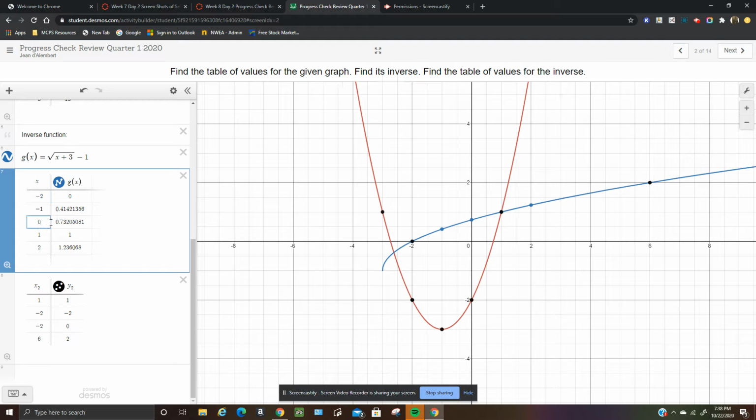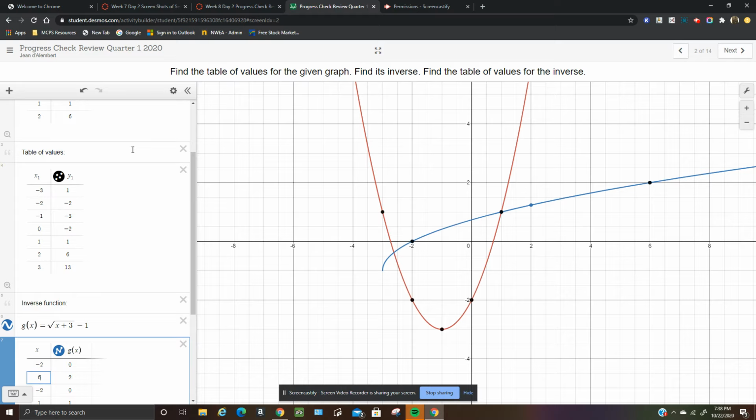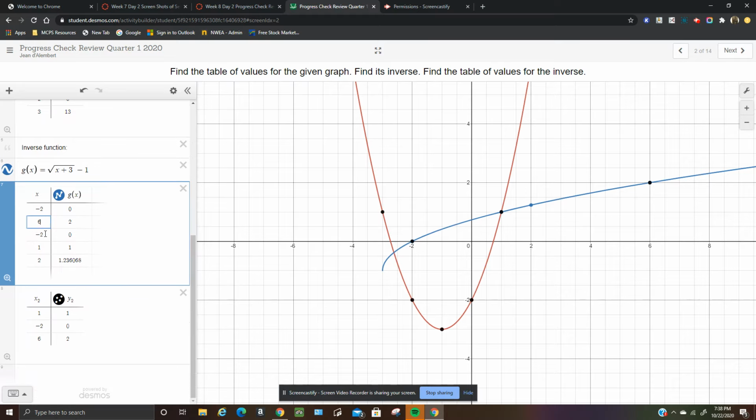So negative 2, in other words, should be 0, 6, 2. This point is actually not on the inverse, so. So if I plug in a 6, I get a 2. 13, you should get 3. All right.